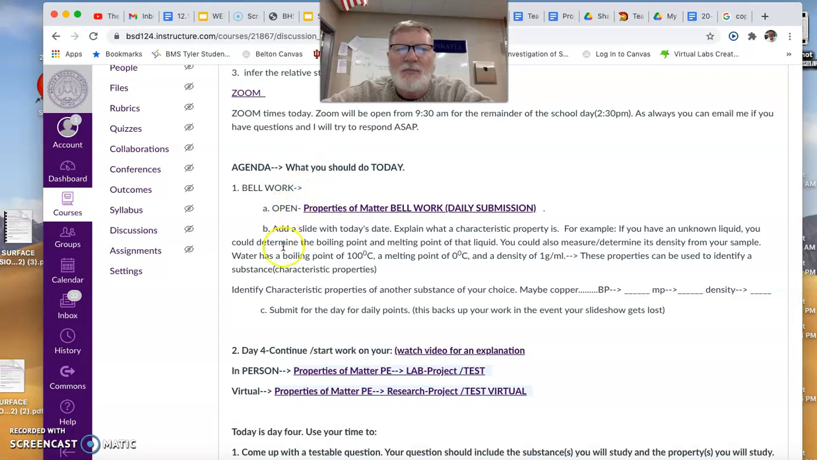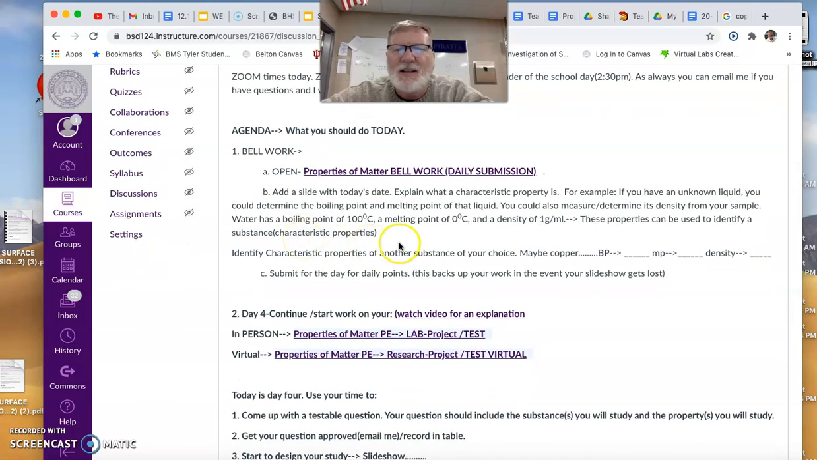Today, what you should do is bell work. You're going to create a slide. And today I want you to define a characteristic property on your slide, and then use your understanding of that to find the properties of a substance. So if you have an unknown liquid and you could determine its boiling point and melting point, those would be characteristic properties. They're unique to that substance. You could also measure and determine its density if you had a sample of it.